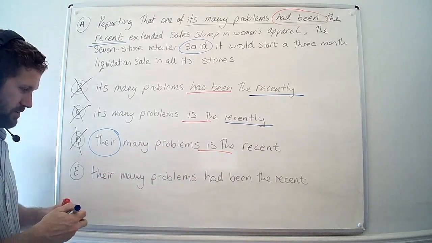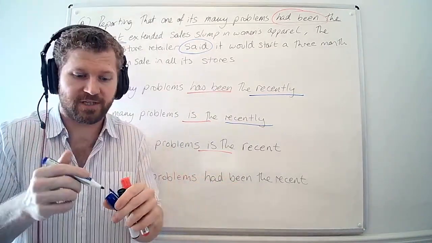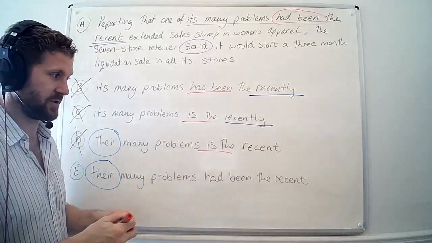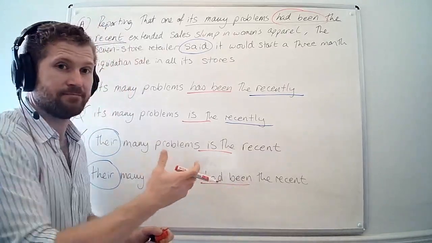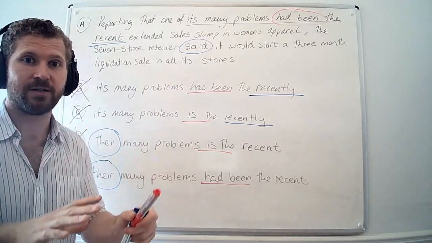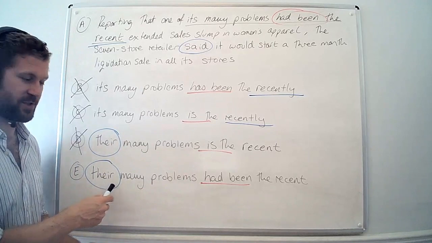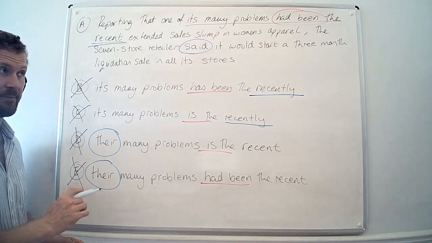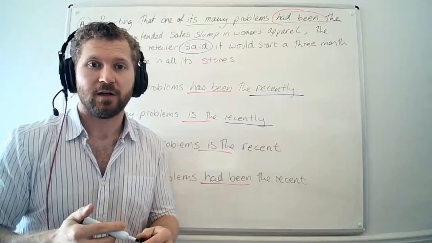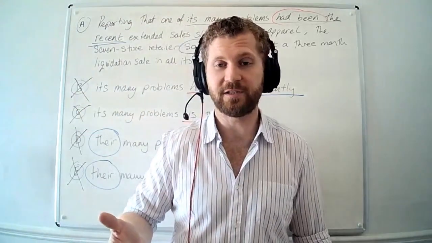E, I mean, yes, we've got the same subject-verb issue. We know we're going to cross it out. Just dealing with the tenses very quickly. Had been. Again, same as A. The past perfect's okay here. We've got our ordering. We know how this sentence is going to work. But because of the subject-verb issue in E, we're going to get rid of that, which leaves us with A. The company said it was reporting that one of its many problems had been the recent extended sales slump.